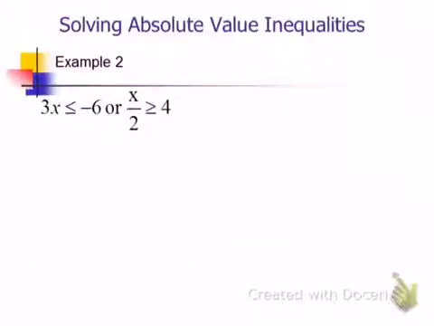So, next example. 3x is less than or equal to negative 6, or x over 2 is greater than or equal to 4. Again, pretty simple problems.